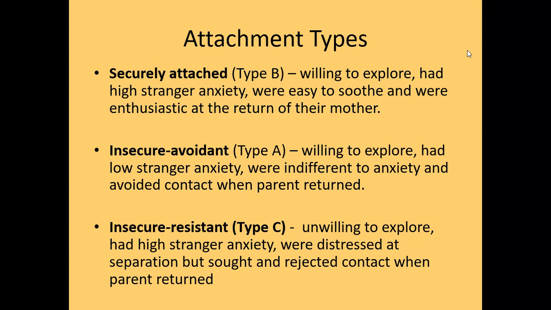Now, I remember that as insecure avoidant is A for avoidant. So they were willing to explore, they weren't really fussed about strangers, and they avoided their mother when they came back. Insecure resistant, I remember that they're quite clingy, so that's how I remember it's type C. So they're unwilling to explore, they had high stranger anxiety, they're distressed, and they're distressed still when their parent comes back. They'll go to their parent, but they'll still act distressed. So they're very clingy, so that's type C. So securely attached is type B, insecure avoidant is type A, insecure resistant is type C.